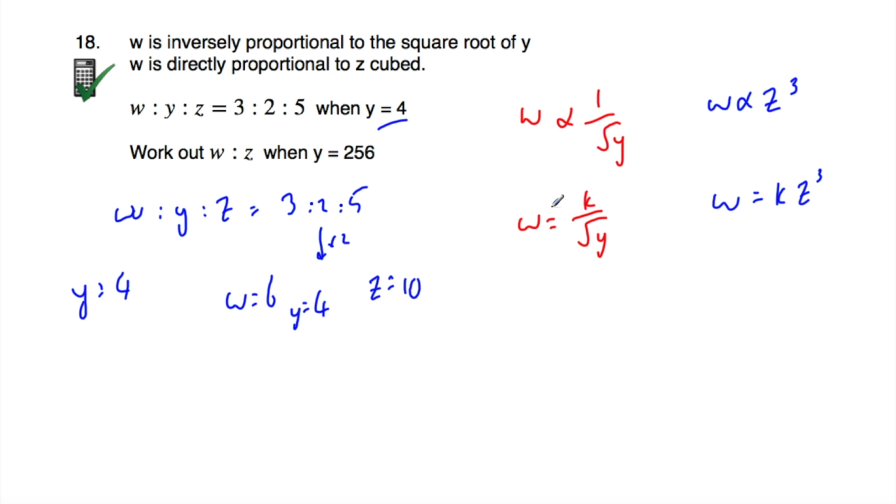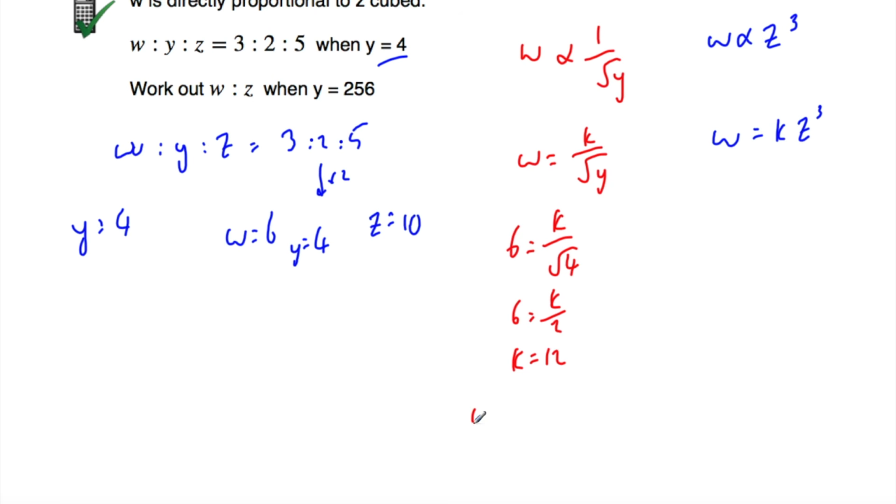So we've got w is equal to k divided by the square root of y. So here we substitute these values in. 6 is equal to k over the square root of 4. And the square root of 4 is 2, so we get that 6 is equal to k divided by 2. And then if we multiply both sides by 2, we get that k is equal to 12. Put that back in, the formula would become w is equal to 12 over the square root of y. So that's fantastic. Now let's have a look at this one here.